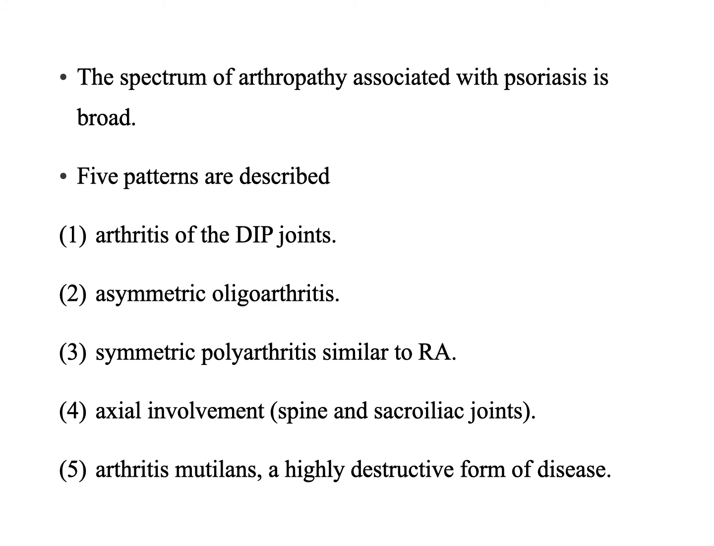The spectrum of arthropathy associated with psoriasis is broad. 5 patterns are described. Number 1, arthritis of the DIP joints. Number 2, symmetric oligoarthritis. Number 3, symmetric polyarthritis similar to rheumatoid arthritis. Number 4, axial involvement like spine and sacroiliac joints. Number 5, arthritis mutilans, a highly destructive form of the disease.